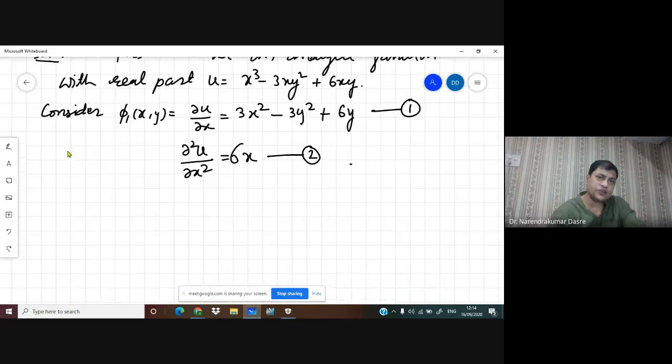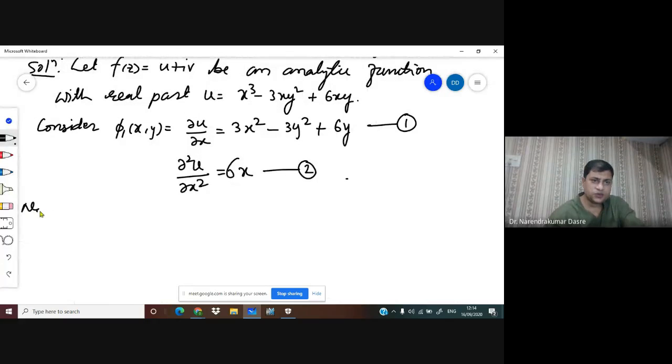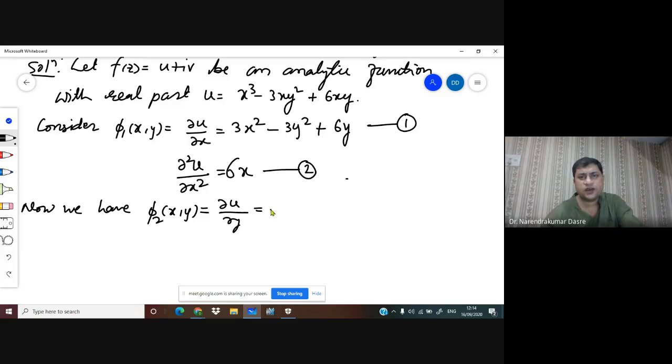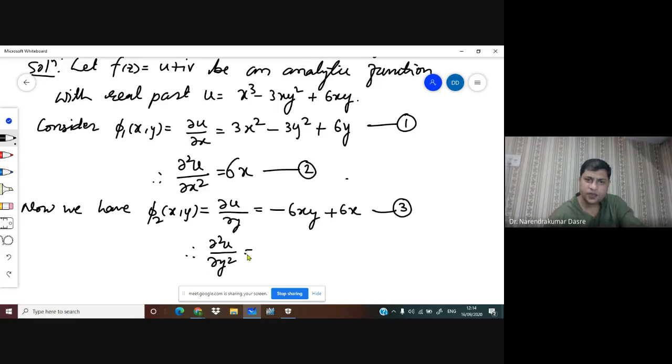Now we have to find out the derivative with respect to y. So now we have phi2 of xy is ∂u by ∂y. So the derivative of this with respect to y, we can have minus 6xy and plus 6x. So let this be equation 3. Now again differentiate this with respect to y. So we can have ∂²u by ∂y². So it's going to be minus 6x. The derivative of this term is going to be 0. So we can have equation 4.